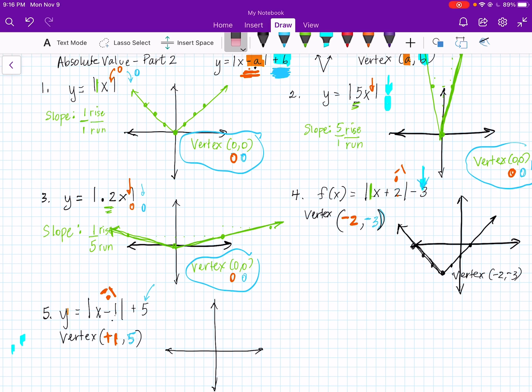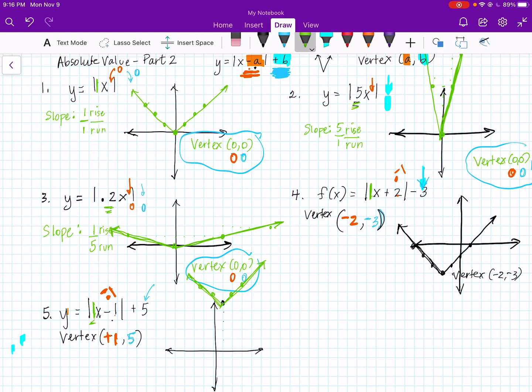I'm a little sleepy. All right, so my vertex is going to go at 1, 2, 3, 4, 5. So it starts right here. Now my slope is right in front of my x, the coefficient on the x, and it's 1. So now I just go up 1 over 1, up 1 over 1, up 1, back 1, up 1, back 1. And again, it's reflective. And my v would look something like that.